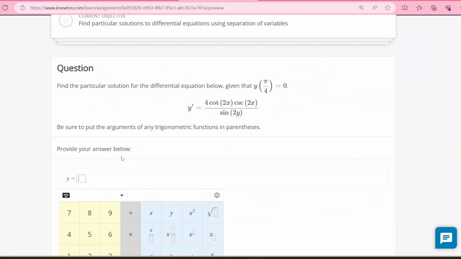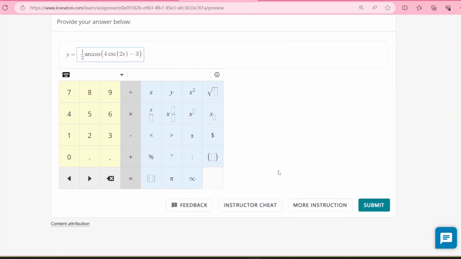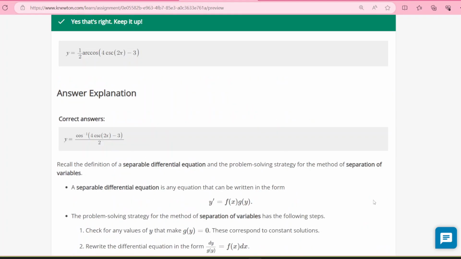So back here, y equals 1/2 times, I'll just do arc cosine, ARC COS for inverse cosine of, and then inside that inverse cosine we have 4 times the cosecant, CSC of 2x minus 3, close all those parentheses there. That should be good. Wonderful.